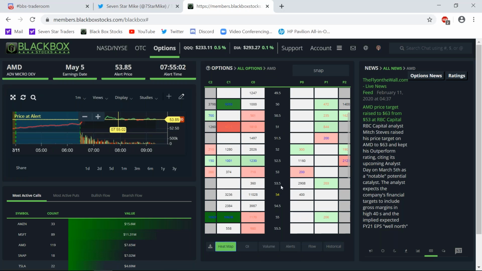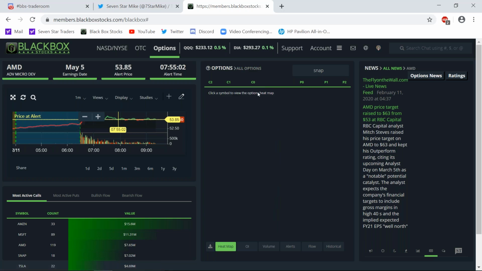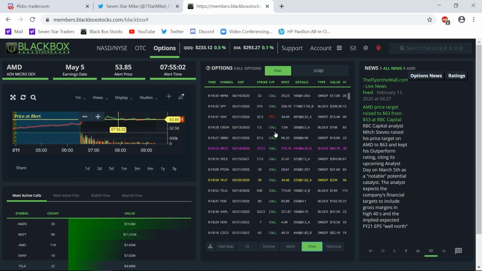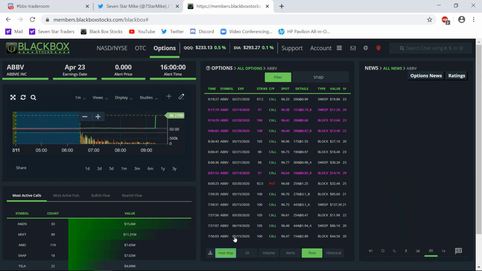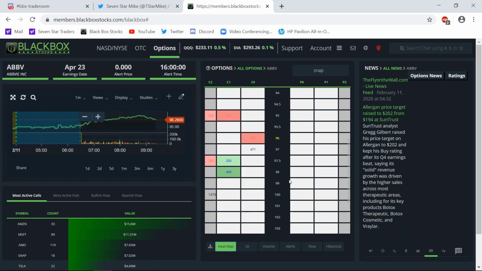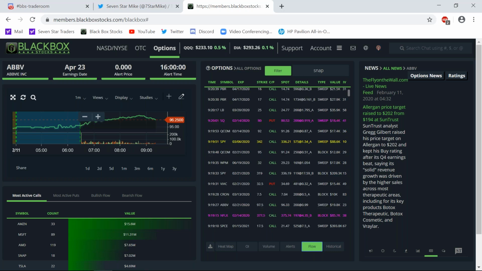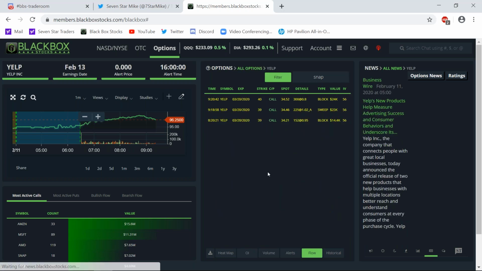AMD, same thing. It's mixed. There's red, there's green. There's red, there's green. So it's just mixed. It's hard to tell a direction because there's so much activity going on. I'm going to try and find one where there's a clear direction. Not going to spend too much time on it if I can't find one or two.